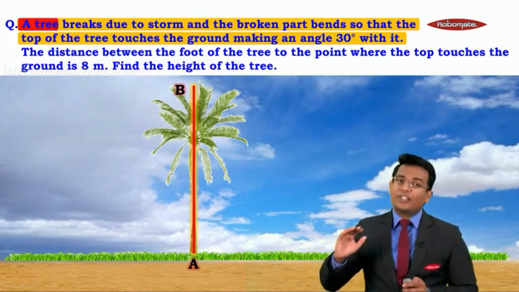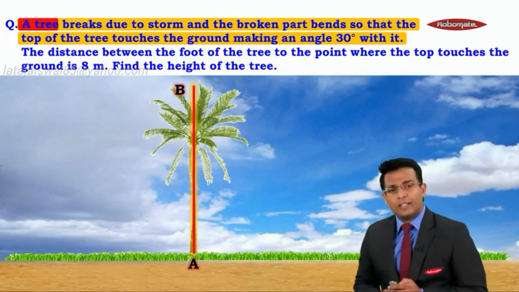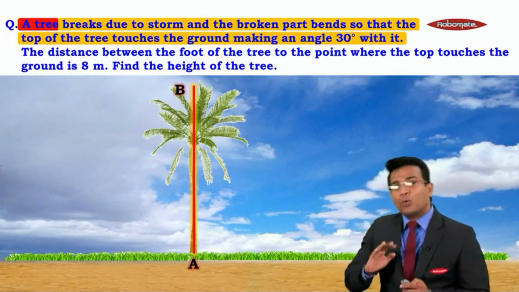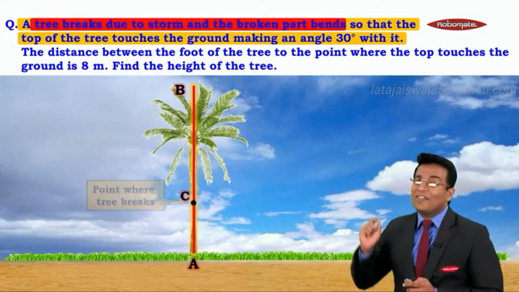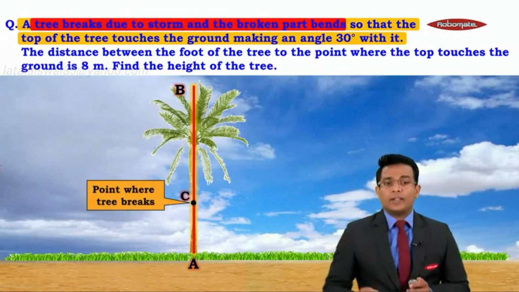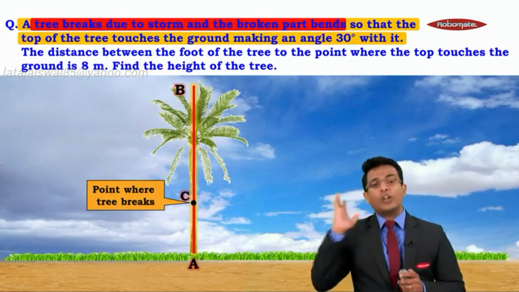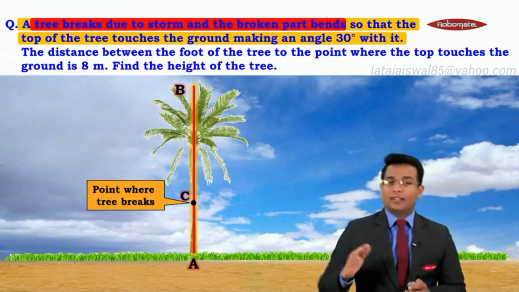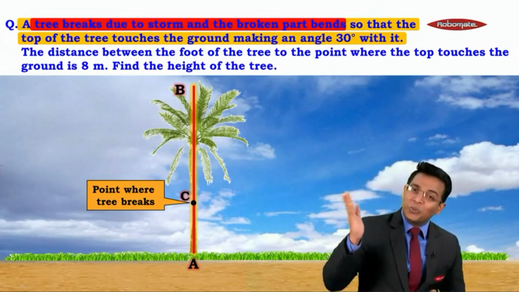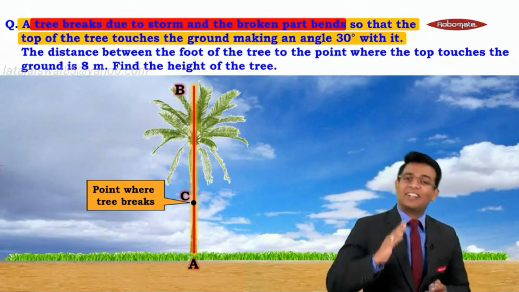This tree breaks due to storm. So, that means it is going to break. It is not uprooted. It will break at a particular point. And let's say we have taken that point to be C. So, C is the point where the tree is going to break. And the broken part bends so that the top of the tree touches the ground.